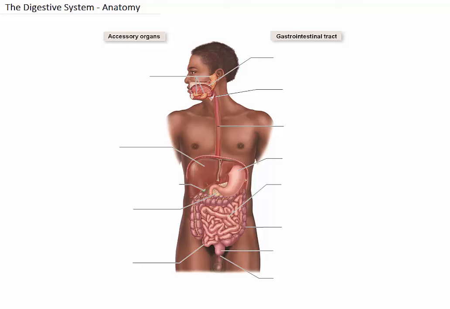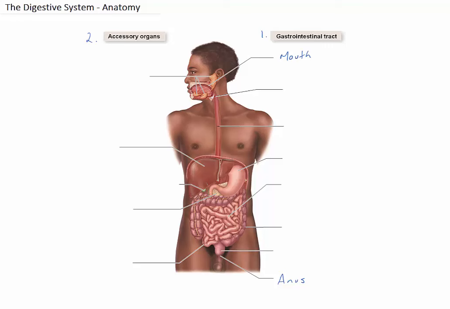I think the best way to understand digestion is to first wrap your head around the anatomy of the actual digestive system, which is comprised of two parts: the gastrointestinal tract and accessory organs. Now, the gastrointestinal tract is a muscular tube which runs from your mouth, where food is taken in, all the way through to your anus, where you excrete waste as feces.